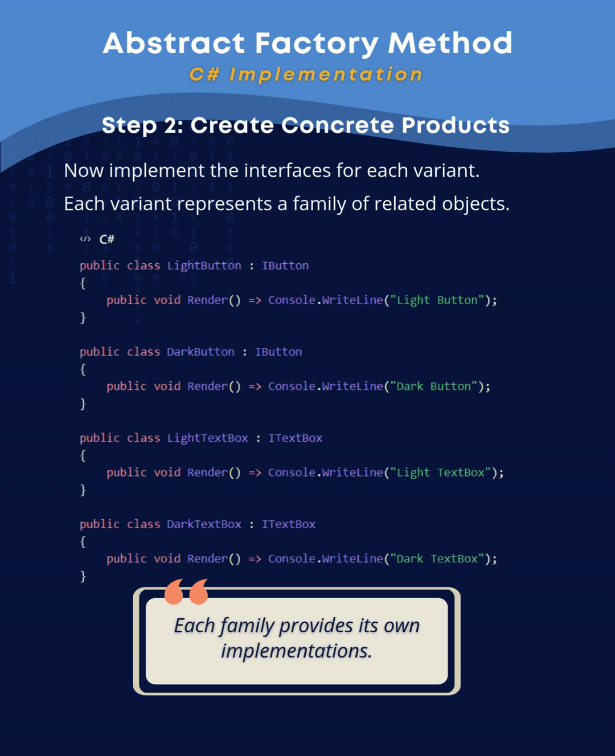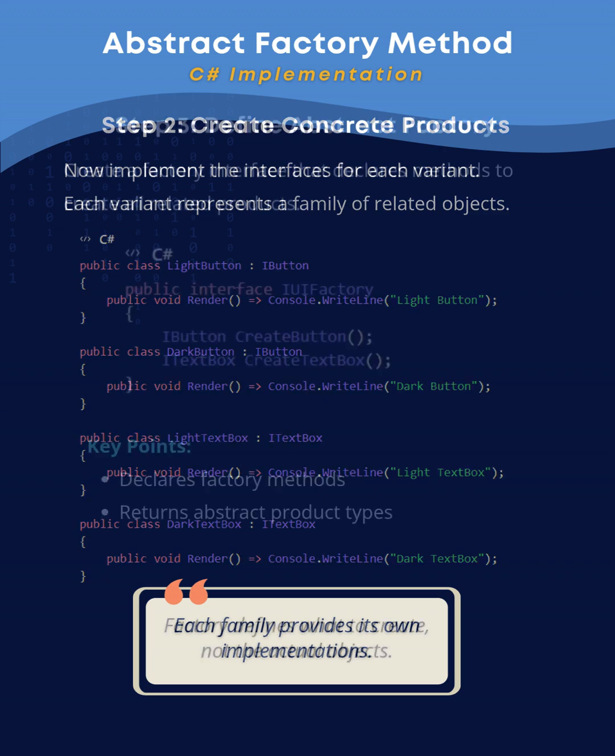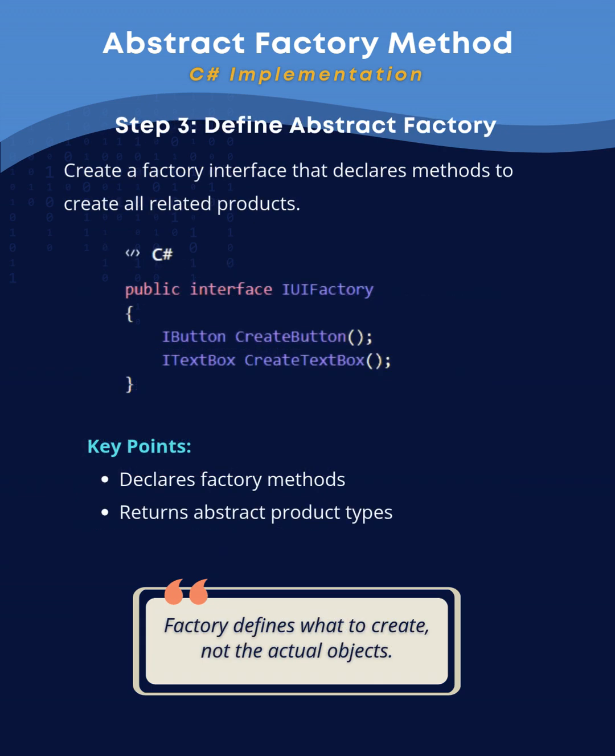Step 3. Define the abstract factory interface. We create IUI factory with two methods, create button and create text box. This interface declares what the factory can create, but not how. It returns abstract types, iButton and iTextBox, so the client never needs to know about concrete classes. The factory defines what to create, not the actual objects.